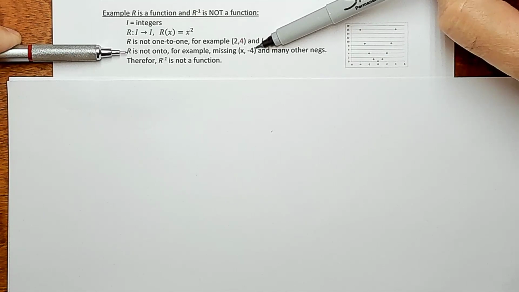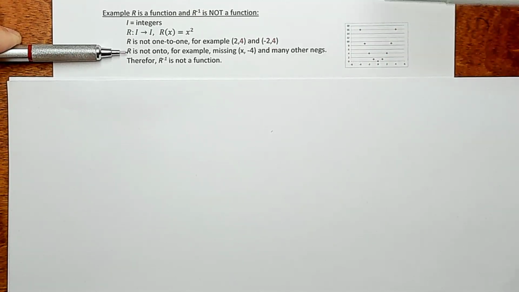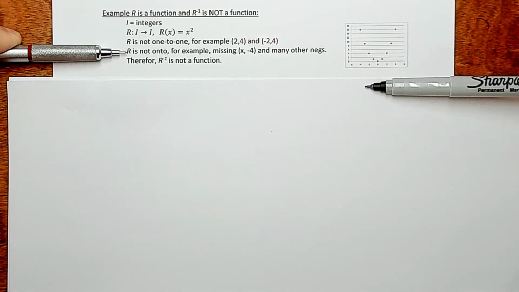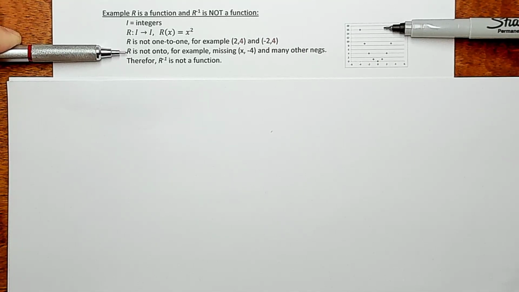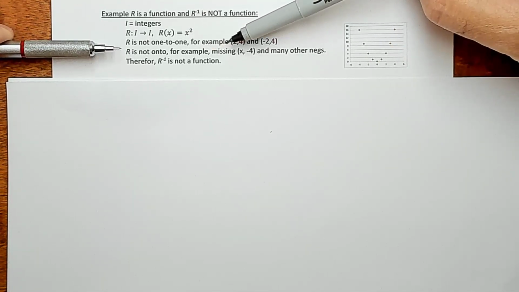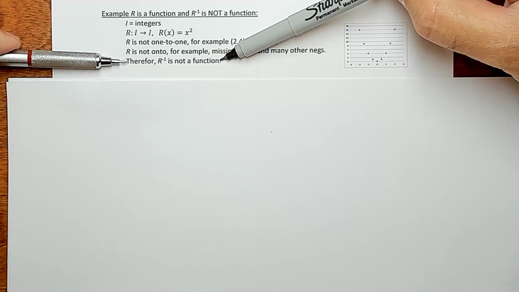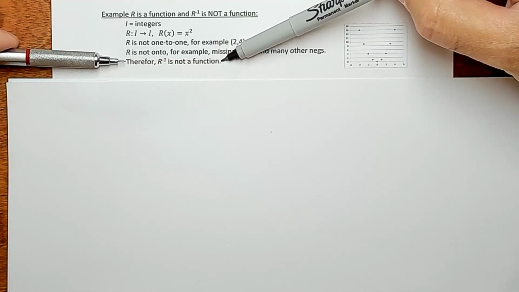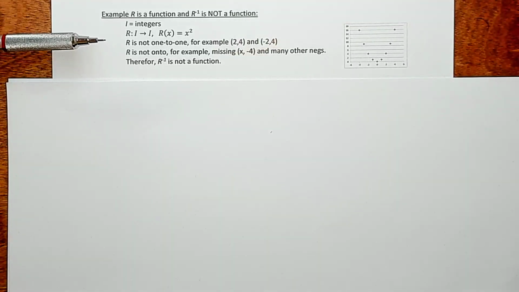There's no, it doesn't map into -4. It doesn't map into any negative values, actually. It only maps up into the positive values. So it fails one-to-one and it fails onto, so the inverse is not a function. The inverse is just another relation, but not a function.